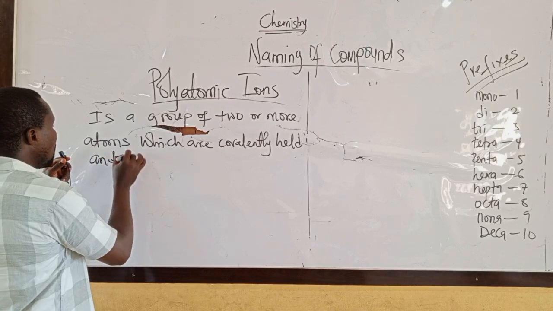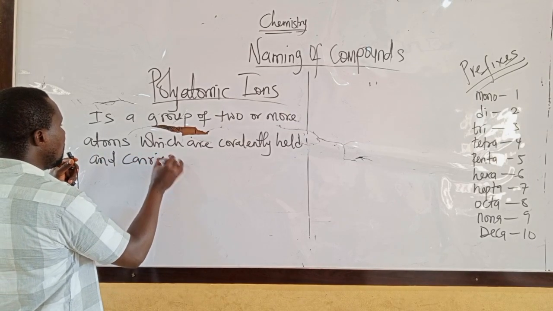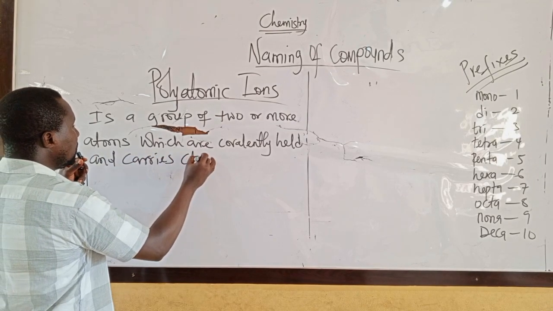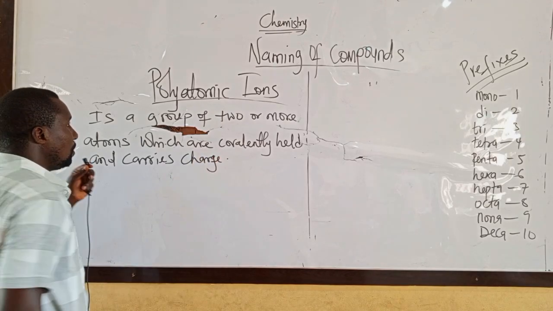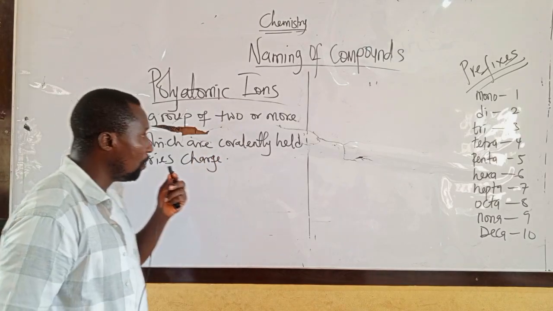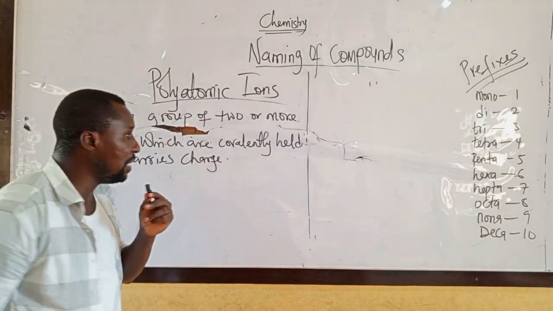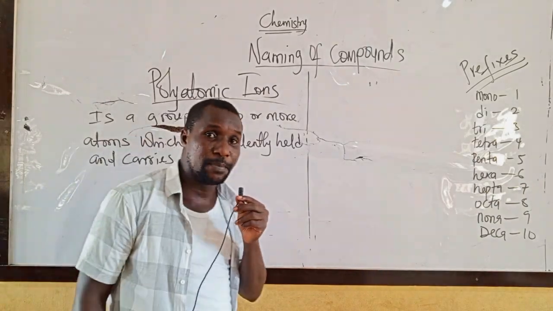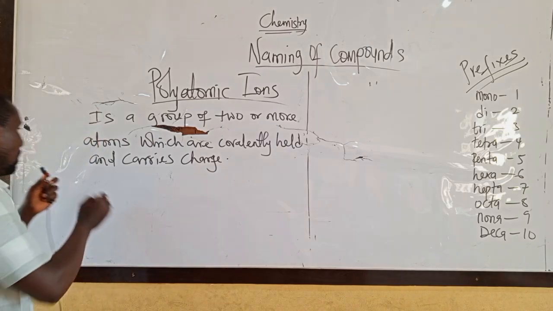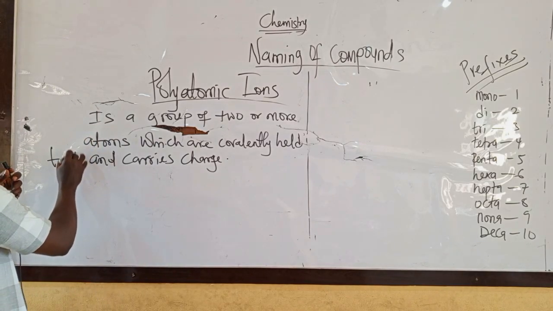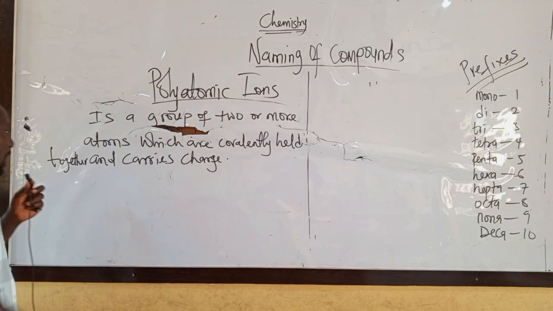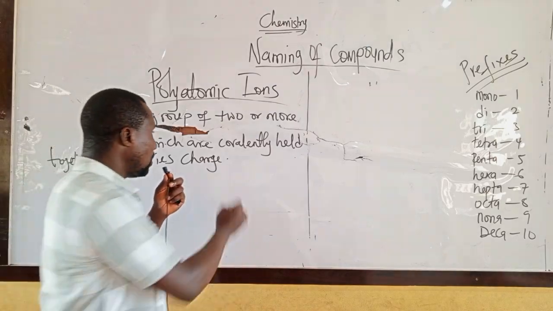and carries charges. That means a polyatomic ion is a group of two or more atoms which are covalently bonded together, covalently held together. Let me put it there. Which are covalently held together and carries what? Charges.